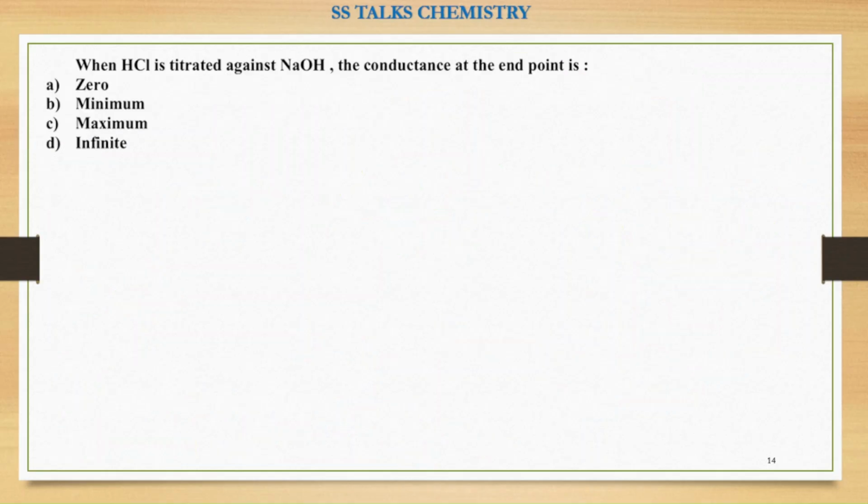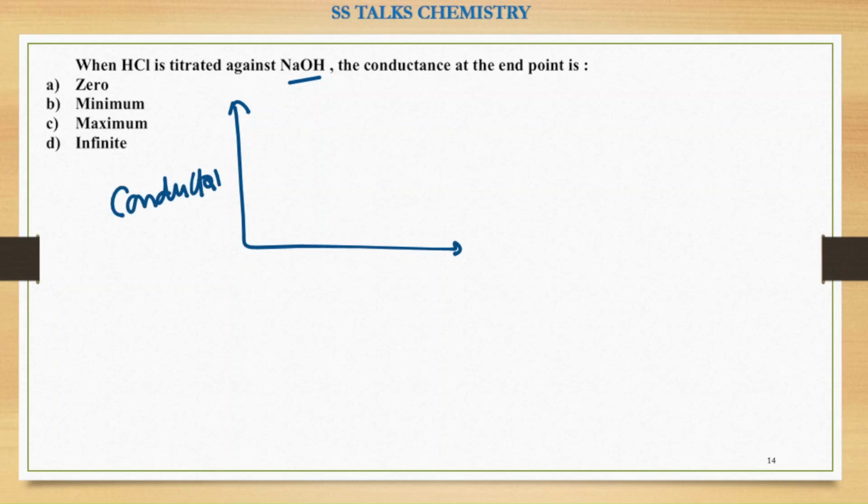Okay. Next one we have is this. It says when HCl is titrated with the NaOH, the conductance at the end point is. So what type of conductance curve do we observe? This graph basically we observe. Here you have the conductance value and here you have the volume of the NaOH.